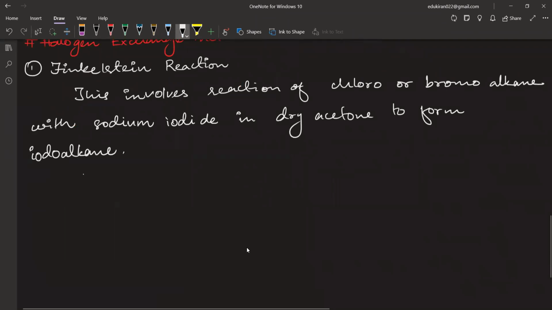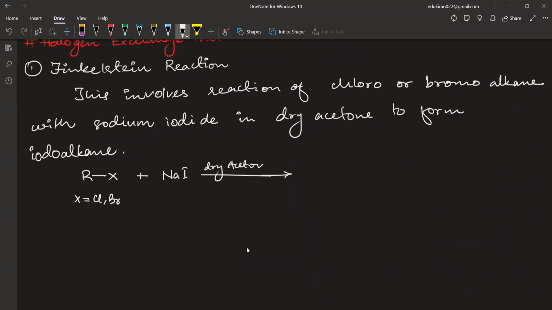So this reaction is, you will have RX. Here X is equal to what? It will be either chlorine or bromine. You will react this with sodium iodide in the presence of dry acetone, and you will get iodoalkane plus sodium halide, NaX. Now, dry acetone, please remember, dry doesn't mean that it will not get you wet. Dry means that it will not contain any water content.